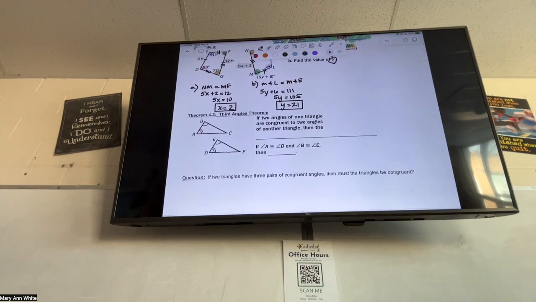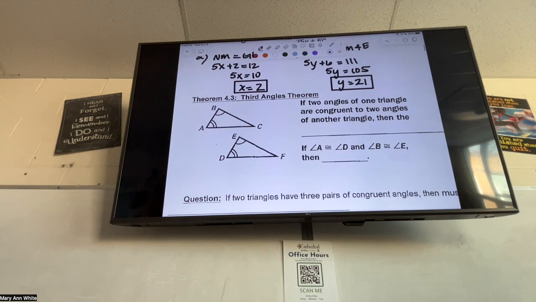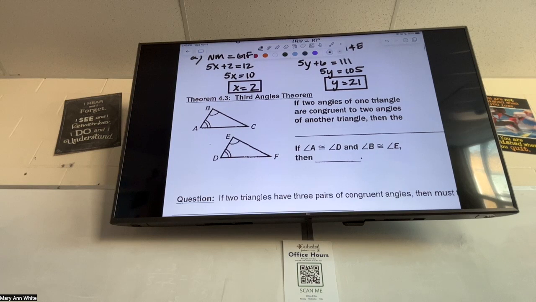Theorem 4.3, third angle theorem. Okay, this is kind of one of those oh duh theorems that, once you say it, you're like, ah, that does make sense. But it's something that maybe you don't know off the top of your head right now. It says if two angles of one triangle are congruent to two angles of another triangle, then something is true.